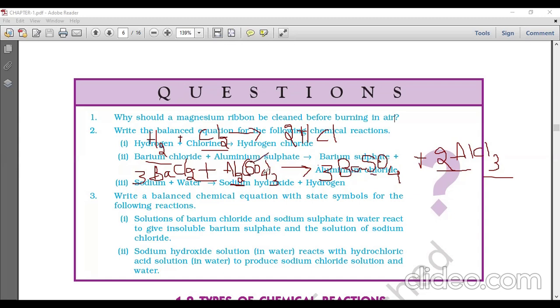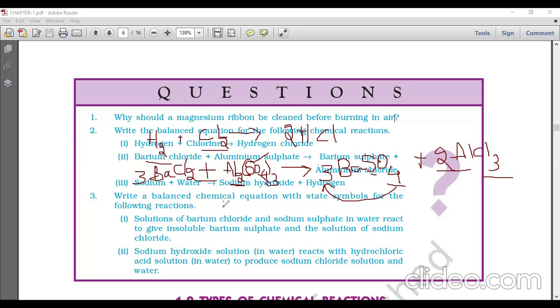It is balanced now. Now what about oxygen? Oxygen is 12. Now what about sulfur here? 4 into 3. Sulfur, how many do you have? 3. Here also 3. Now fine. Now what about oxygen? You have 4 into 3, 12, and here also 4 into 3, 12. So it is balanced. Now the third one is sodium.